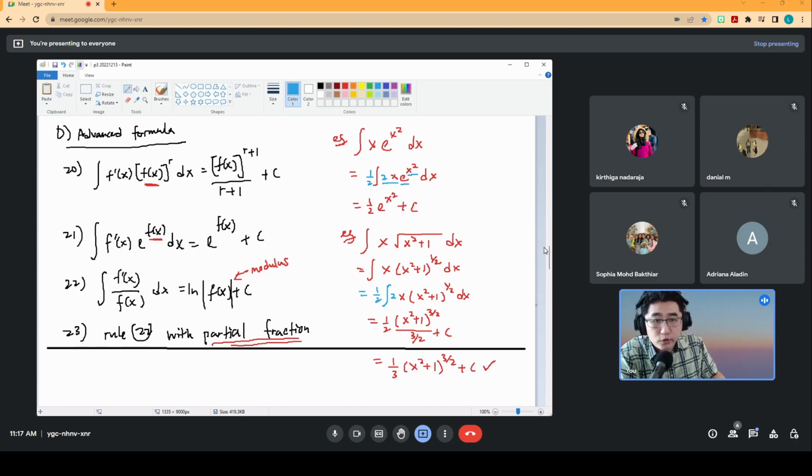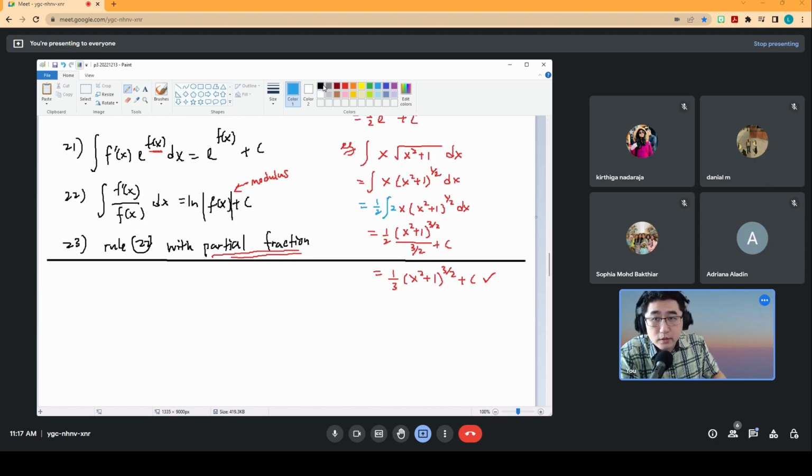Okay, so 22. Let's say for 22, I have the integral of tangent. Although tangent is a nice form, in your section B you have integrate of sine, cos, secant squared, cosecant squared, secant tangent, cosecant cotangent, but you don't have tangent. Because integration of tangent falls under rule 22.